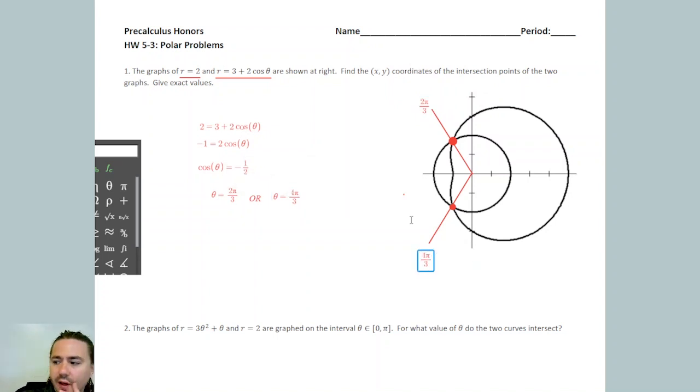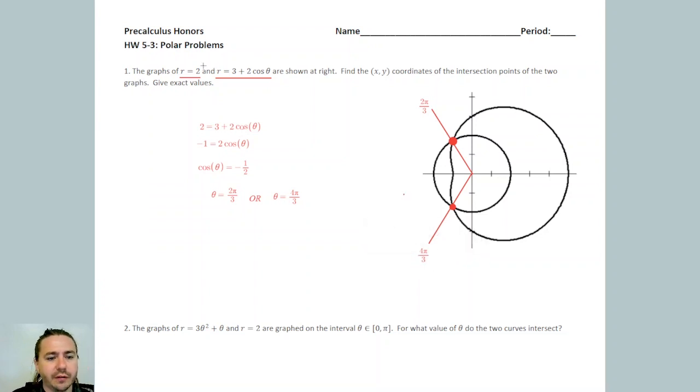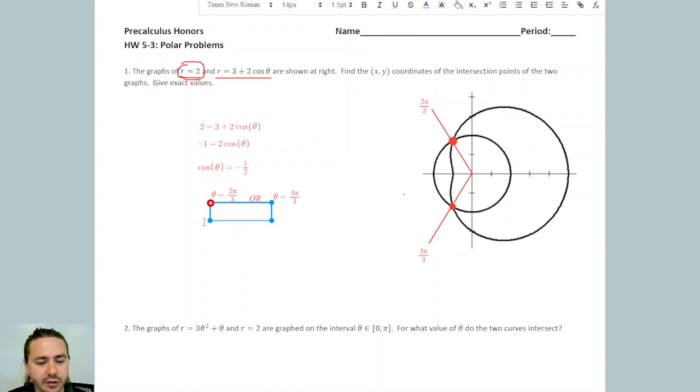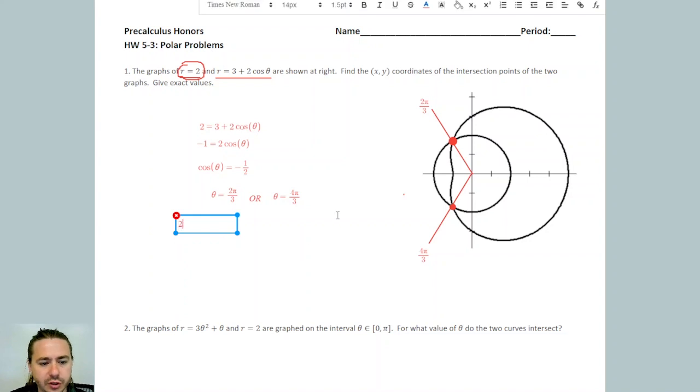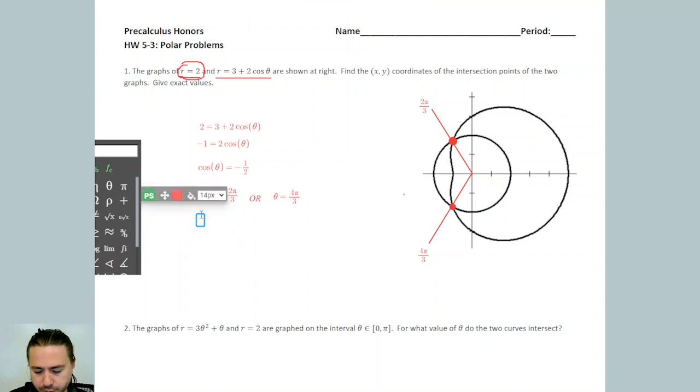Okay, so the next thing to do is figure out the r value, which is actually given. We don't have to do any solving or anything. They give us the r value right here. So we know r is 2. So the two coordinates in polar form will be 2 comma 2 pi over 3, and 2 comma 4 pi over 3.